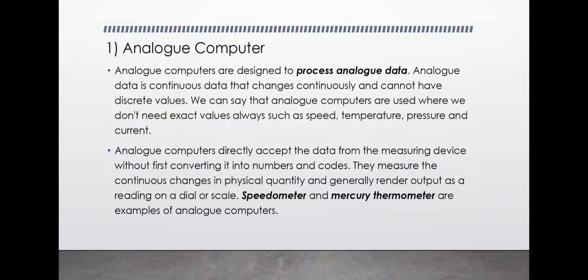Analog computer. Analog computers are designed to process analog data. Analog data is continuous data that changes continuously and cannot have discrete values. We can say that analog computers are used where we don't always need exact values, such as speed, temperature, pressure, and current. Analog computers directly accept the data from the measuring device without first converting it into numbers and codes. They measure the continuous changes in physical quantity and generally render output as a reading on a dial or scale. Speedometer and mercury thermometer are examples of analog computers.